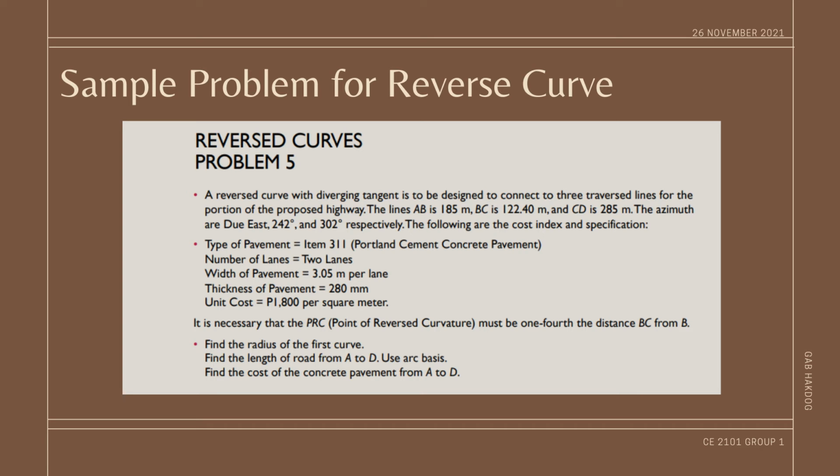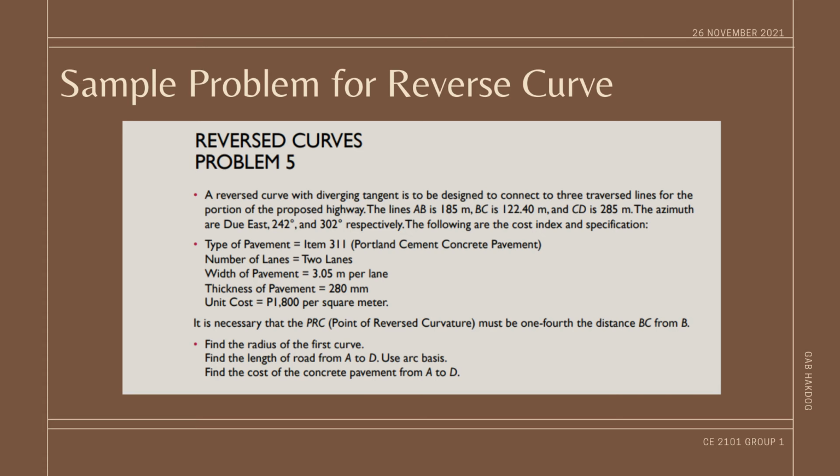The following are the cost index and specification. So we have the type of pavement, which is item 311, a Portland cement concrete pavement. There are 2 lanes with the width of 3.5 meters per lane, with a thickness of pavement which is 280 millimeters, and the unit cost of 1,800 pesos per square meter. So it is necessary that the point of reverse curvature must be 1/4 of the distance BC from B.